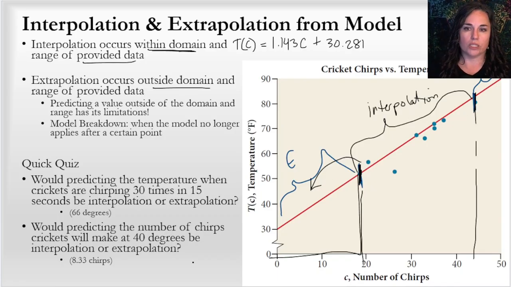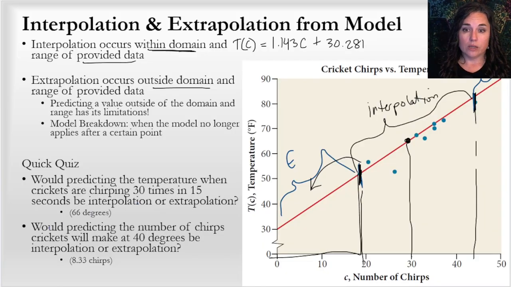It's a risky prediction. So my quick quiz here: would predicting the temperature when the crickets are chirping 30 times in 15 seconds be interpolation or extrapolation? We can see looking at the graph, there's the 30. I'd mentioned this earlier. It's within our data, so it's interpolation.